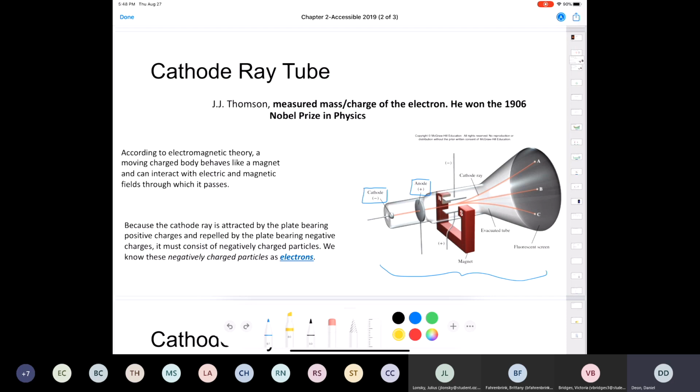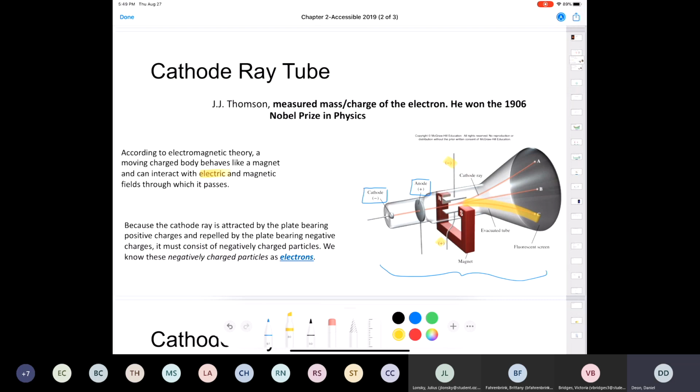Now it says here that according to electromagnetic theory, a moving charged body behaves like a magnet and can interact with electric and magnetic fields through which it passes. So what Thomson and the researchers he was working with said was, let's take that cathode ray and subject it to an electric field. That's what is represented here by this positive and negative. When they subjected it to an electric field, what they saw is that the cathode ray was deflected down like this.